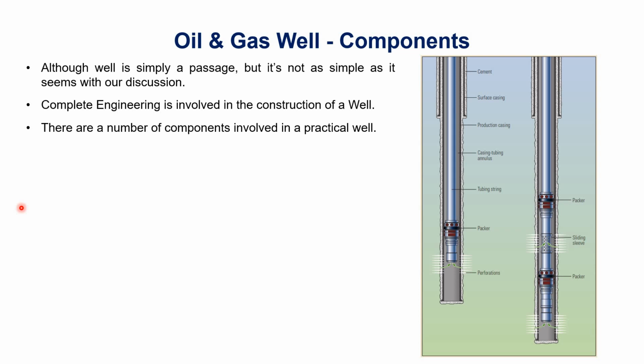So a typical well is composed of a number of components. The most common components which we will see in a well include cement, casing, then tubing, annulus, packer, perforation. All these terminologies we need to understand if we want to understand the well in more detail. That's right that well is simply a passage, but practical wells have multiple components which we need to understand. We will understand these components step by step in our upcoming tutorials.